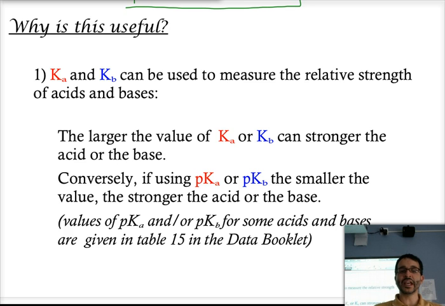Because when we take pKas or pKbs, we're taking the negative logarithm. It's the opposite. The smaller the value of pKa or pKb, the stronger the acid or the base. And those are the values that are given to you on table 15. So be very aware. The smaller the value of the pKa or pKb that you have there, the stronger the acid or the base.